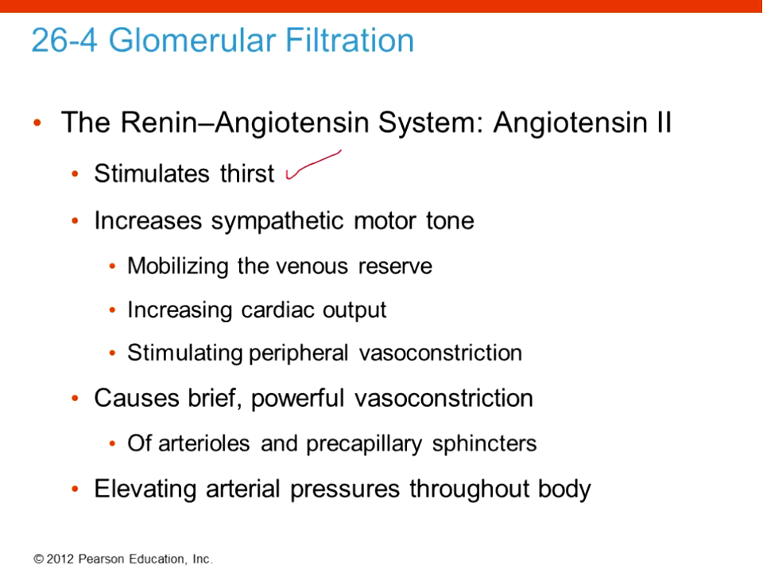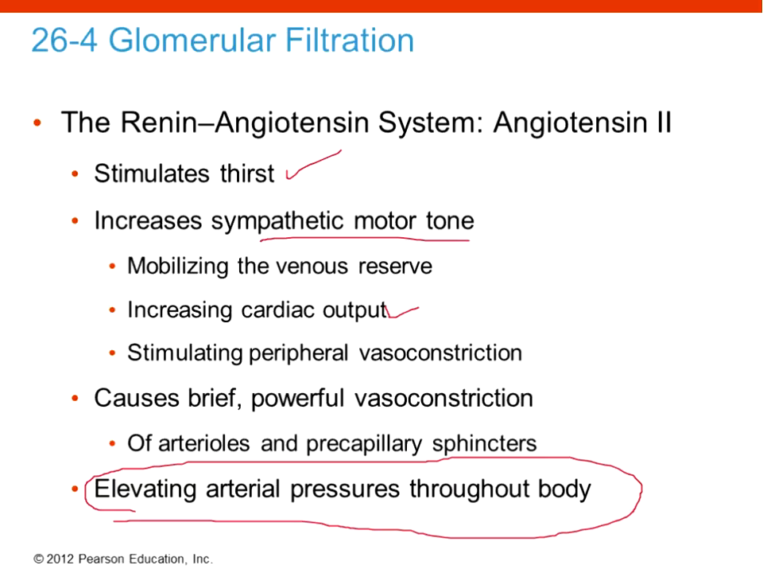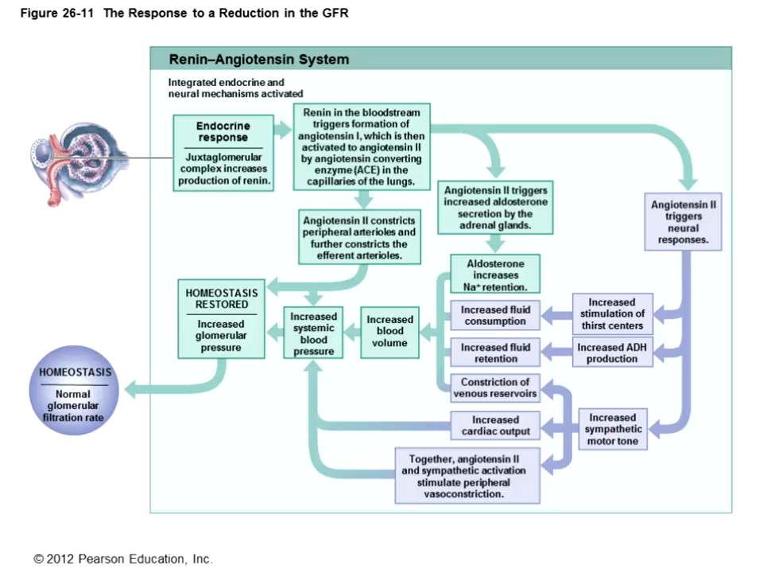Thirst, right? Stimulating thirst, getting more water into your system, that's going to help increase pressure. Increased sympathetic motor tone, right? Increased cardiac output. There you're going to see an increase in pressure as a result of that. So all these things are elevating arterial pressures throughout the body. That's going to help you get GFR back up, right? It's all about pressure. Pressure drives this thing. So if you get pressure back up, with all these things the renin-angiotensin system does, you're going to get GFR to get back up, right? So that's another hormonal system that allows this process to work.